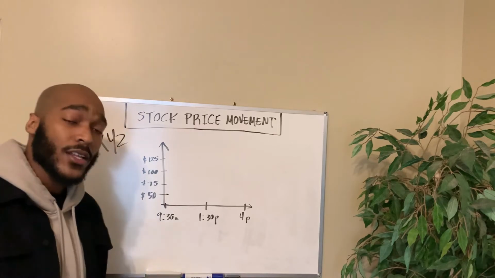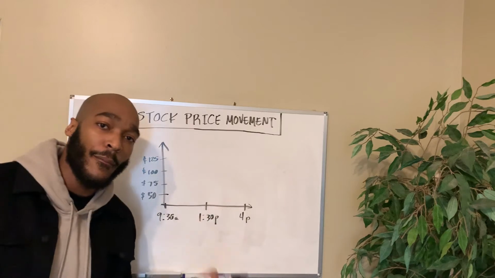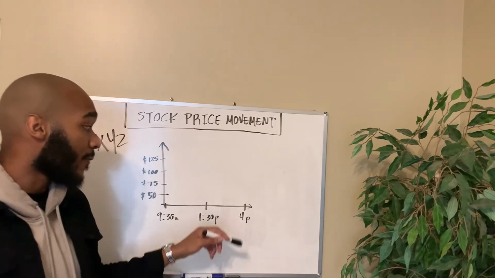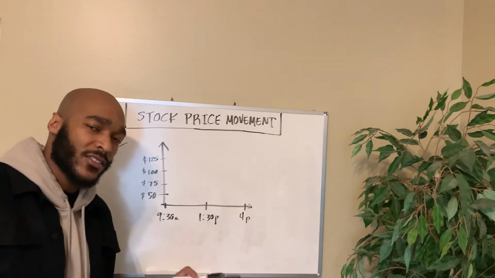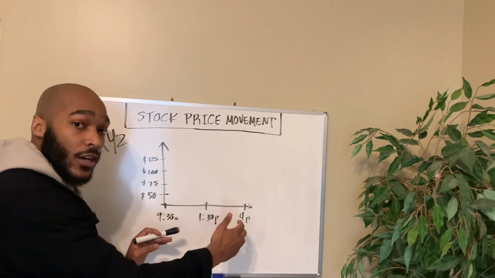The regular market hours for the stock market are 9:30 a.m. to 4 p.m. Monday through Friday. It's not open on weekends and it's not open on holidays. Now you have aftermarket hours and pre-market hours, but for this video, we're just going to exclude those and just worry about the regular market hours, right? And this is a one-day stock chart.